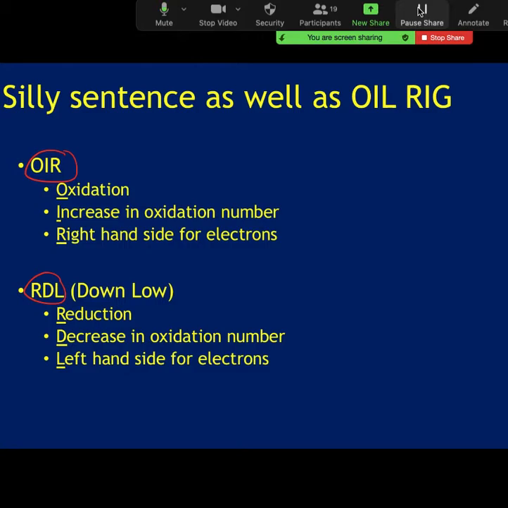So oxidation is loss of electrons. If you lose electrons, you'll get an increase in oxidation number. And if you have to write your half equation, you will put those electrons on the right-hand side. Reduction is gain of electrons. That corresponds to a decrease in oxidation number. And you will put the electrons on the left-hand side for your half equation. So both OIL RIG and OIR and RDL all go together. They will all help you.